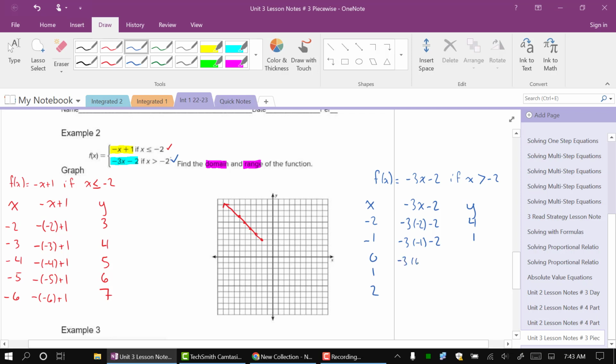Negative 3 times 0 minus 2. That gives me 0 minus 2, which is negative 2. Negative 3 times 1 minus 2. That gives me negative 3 minus 2, which is negative 5. And then negative 3 times 2 minus 2. That gives me negative 6 minus 2 more, which is negative 8. So this one is greater than, so it's going to be an open circle at negative 2, 4.